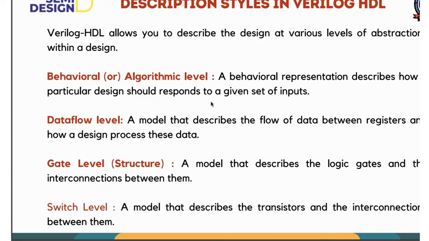I can discuss in more detail, but we don't have the time, so I will discuss simply. Behavioral means mostly the truth table: by using the behavior of the functionality specification, we write the program. Data flow means by using the output expression, we write the program. Gate level means by using the gates, we write the program. Switch level means by using the transistors, we write the program. Writing the program at these levels, anyone can do it. If you just follow the syntax, anyone can develop the program.